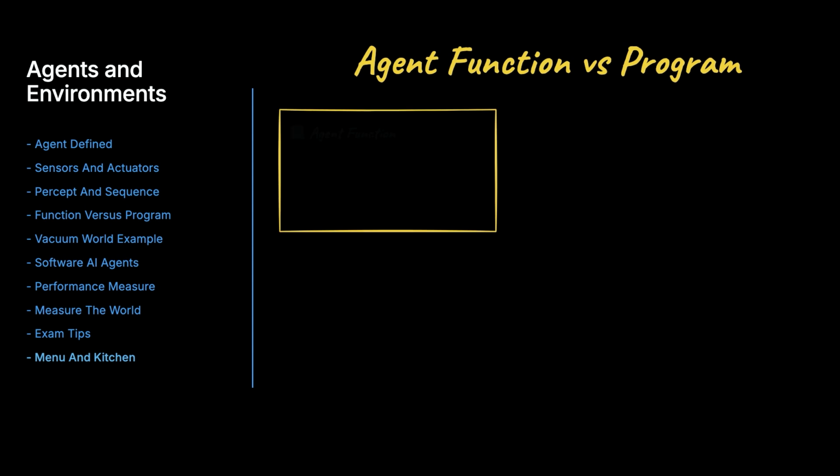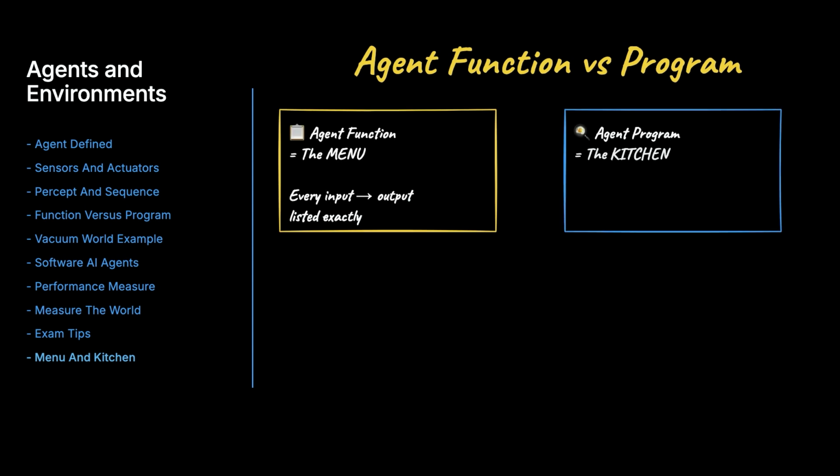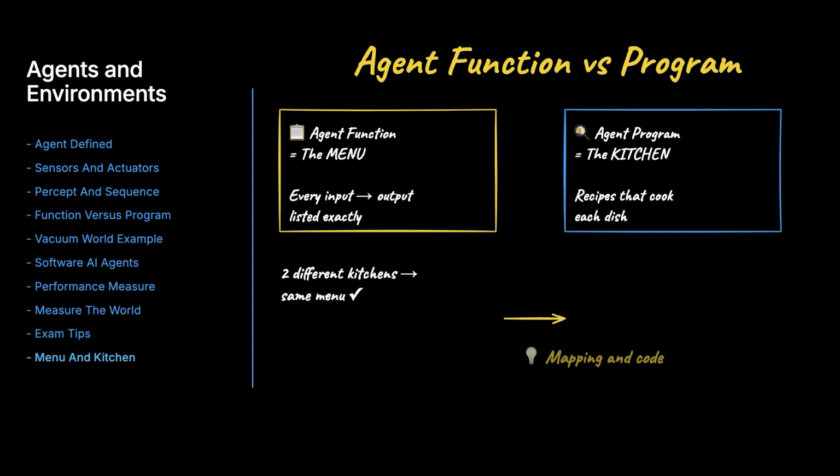Here is a memory trick to lock this in. Picture the agent function as a restaurant menu, listing exactly which dish arrives for every order a customer could place. The agent program is the kitchen and recipes that make each dish. Two different kitchens can serve the identical menu. That keeps the mapping and the code separate.